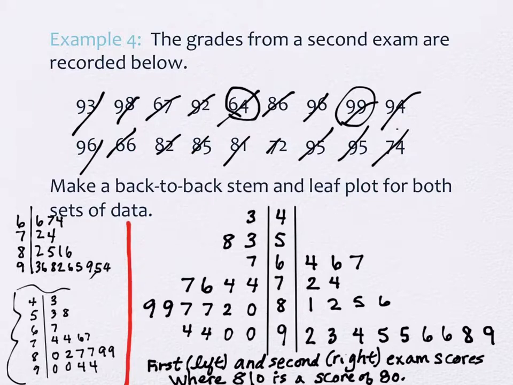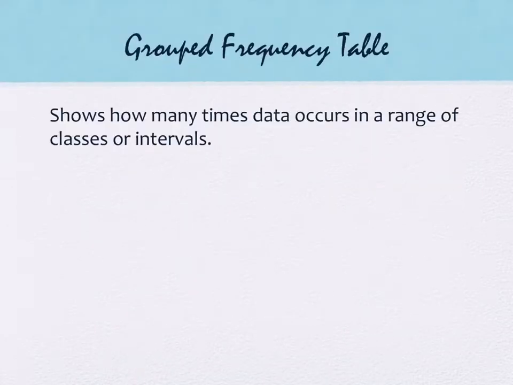All right, we've got just a few more that we're going to look at today. A grouped frequency table is the next one. This kind of feels like a tally chart. All right, so this shows how many times data occurs in a range or class, a range of classes or intervals. So it looks like a tally chart, but what happens is that the data is combined in sort of a category. And in some sense, what we did on our back-to-back stem and leaf plot, or even our regular stem and leaf plot, it kind of is like that too, right? So one row isn't the score 80, it's the score of anything in the 80s, right?